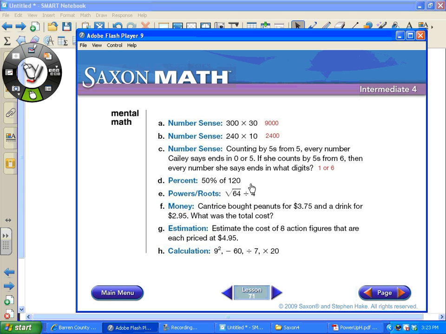50% of 120. That's like saying half of 120, 60. The square root of 64 is 8. So 8 divided by 4 is 2.